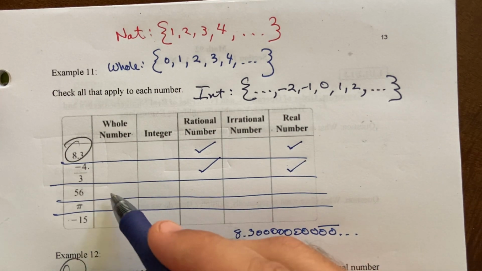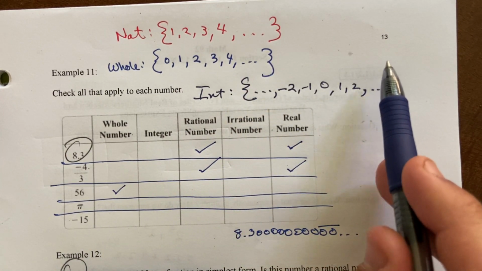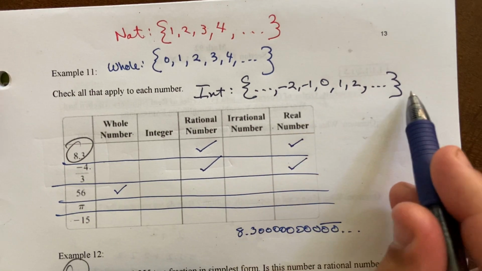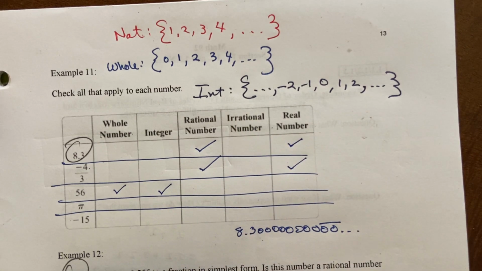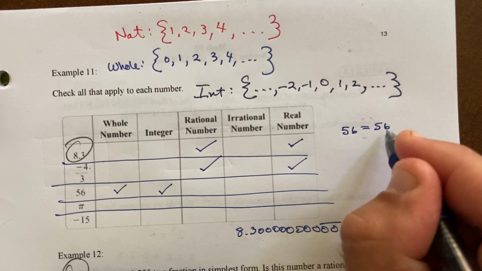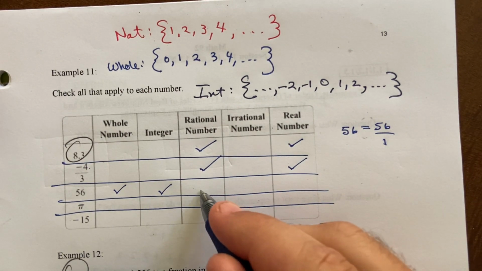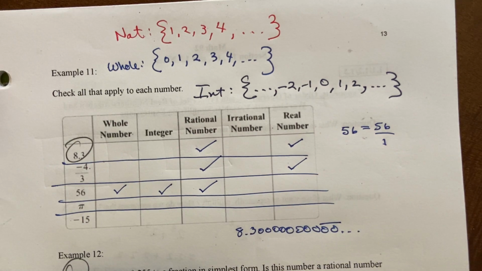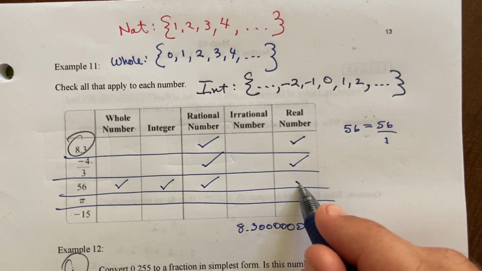56, that's a whole number, right? That'll be just way down here. That's an integer also. It's also just way down here. It's a rational number, right? 56 is 56 over 1, and that's a ratio of integers. If it's rational, it's not going to be irrational. And it is real. You can have 56 donuts.